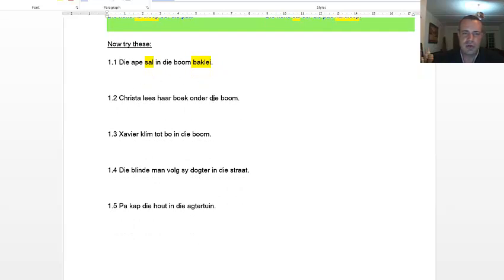Christa lees haar boek onder die boom. Christa reads her book under the tree. There's lees. That's your first verb. That needs to go to the end of the sentence. Where lees used to be, we put a sal.